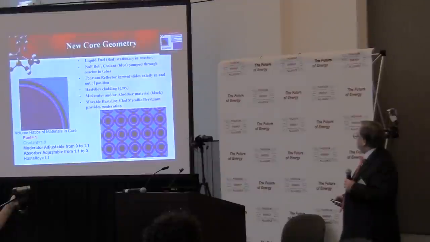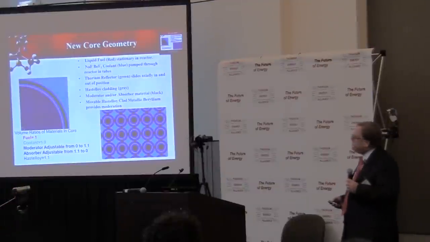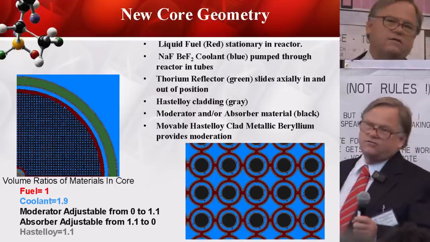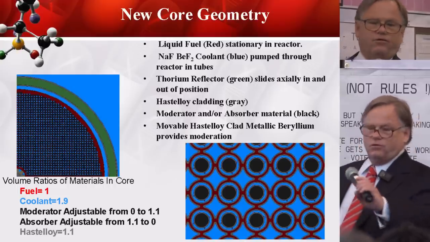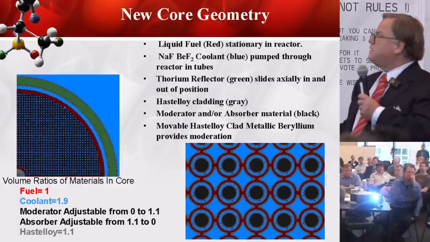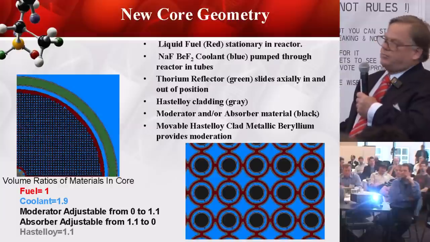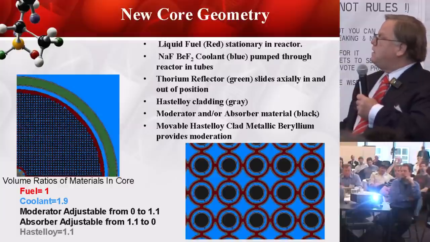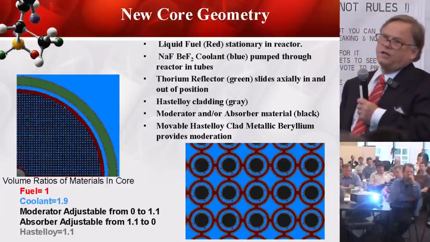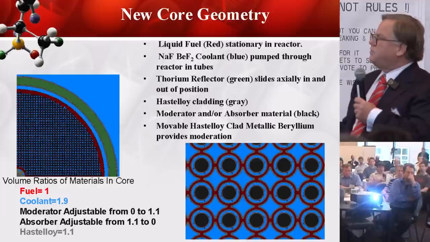Here's the core design. It's lots of tubes. They're all interconnected. The red is for the fluid. The blue is coming towards us. That's the coolant. The black is the beryllium rods that are cooled. Also, the rods are standard neutron-absorbing materials, like boron tetrafluoride, which we can use to control the reactor.